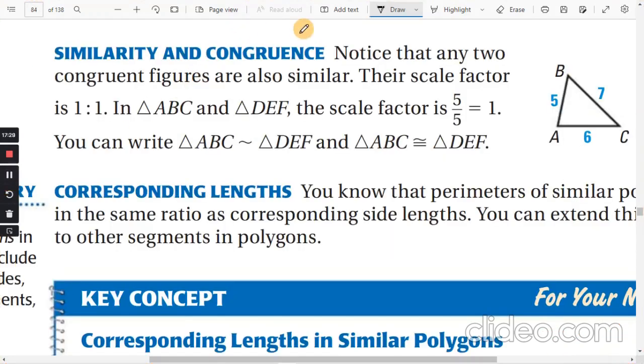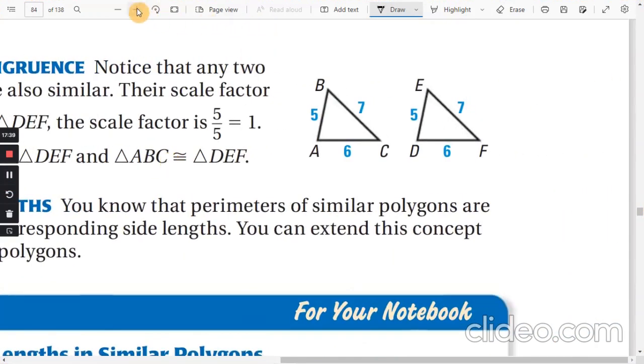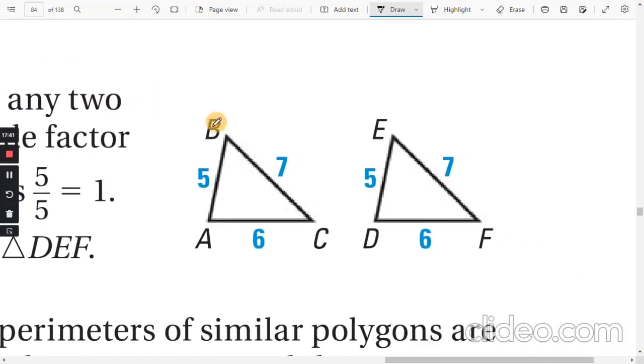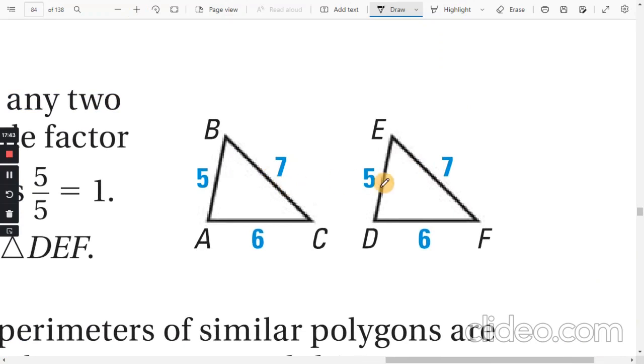All right, this right here just says that any two congruent figures are also similar. Their scale factor is just going to be 1 to 1. So if you have two congruent triangles, the scale factor is just going to be 1 to 1, and the triangles are also similar. So congruent triangles are also similar. That's all they're saying.